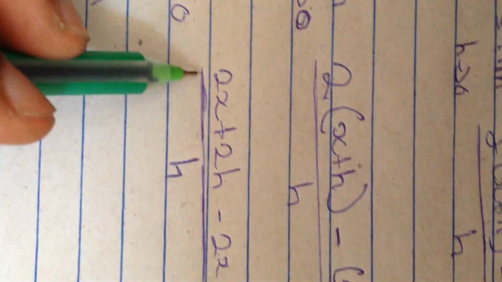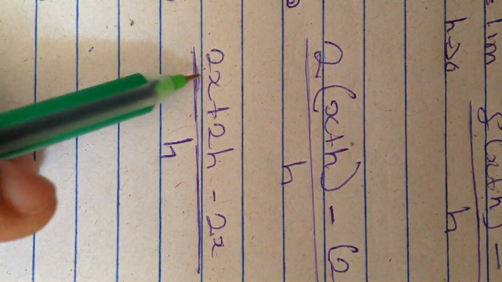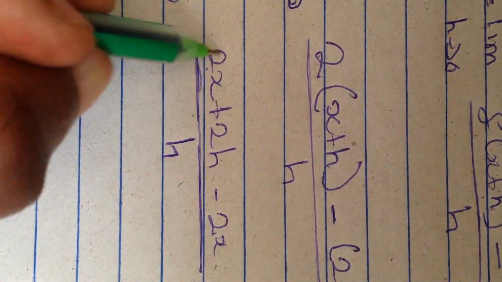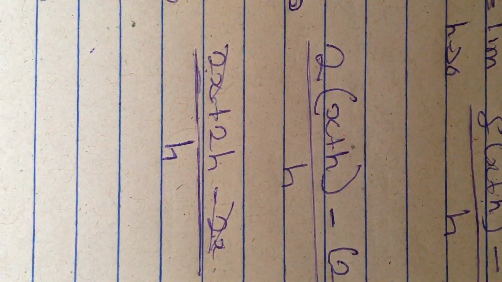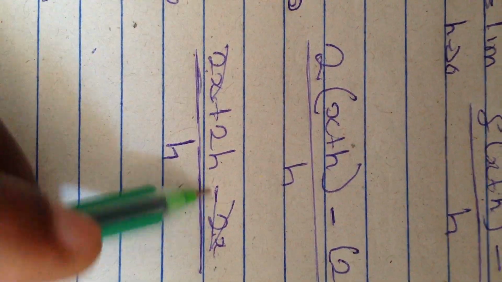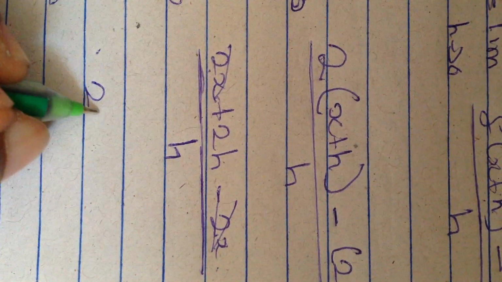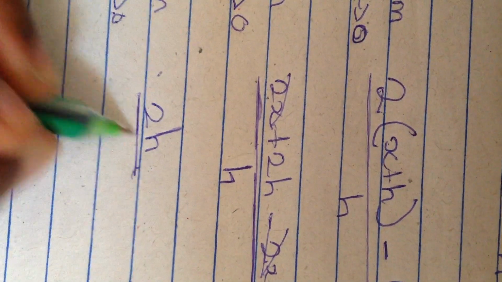So we collect our like terms. You have 2x and negative 2x. So what is 2x minus 2x? The answer is 0. So this one and this one go, together with the negative, because 2x minus 2x is 0. So we're going to remain with positive 2h here. You divide, don't forget your h.